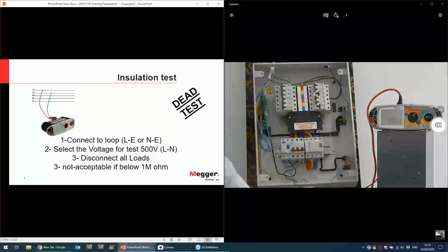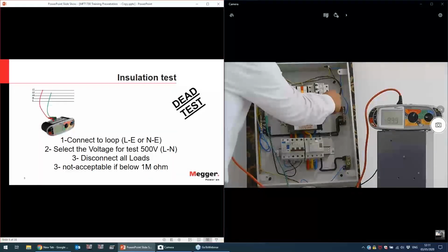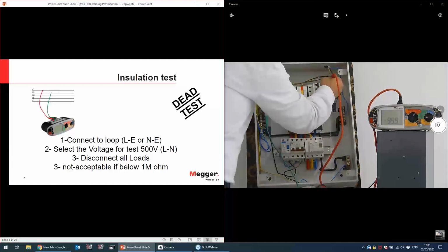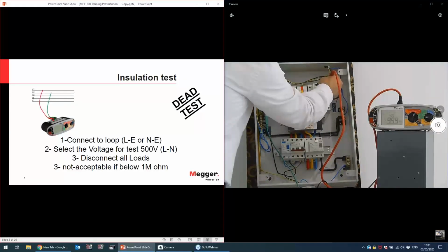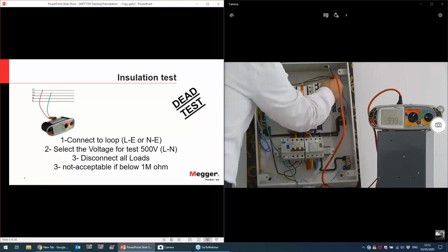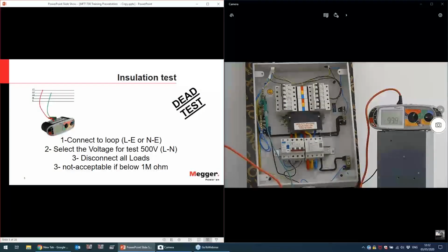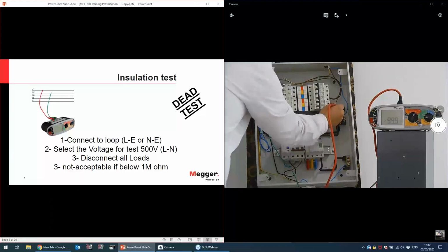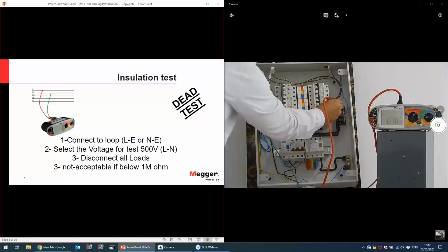I can do it now for the other phases. I can just turn on the MCBs and do the red phase. Again, a higher value, higher than 999, and then the yellow phase. Now, the values for all three phases are very good. Now I can check my neutral to earth insulation resistance. So I'll put it on my neutral bar and start the test.